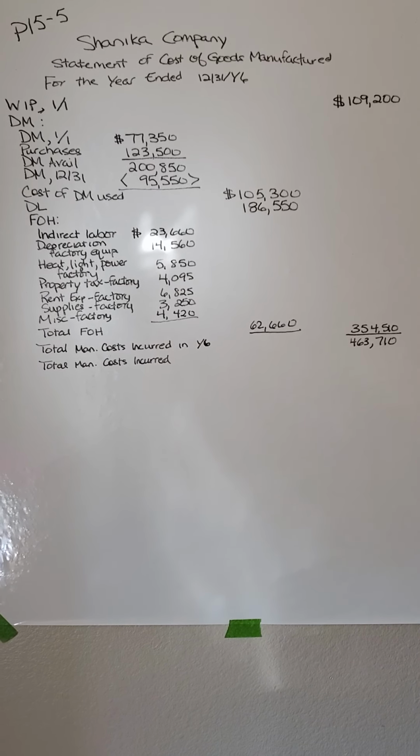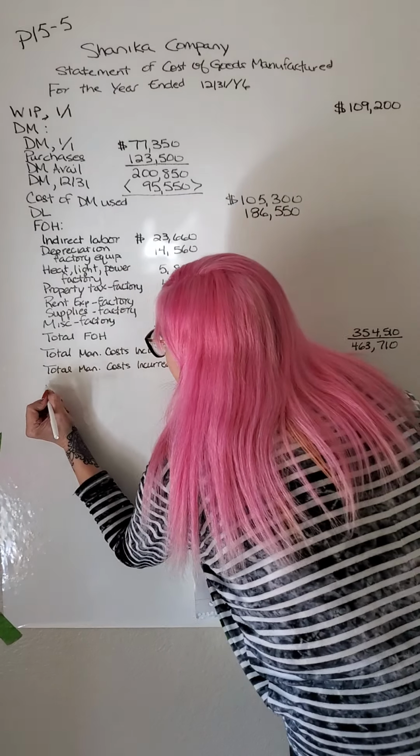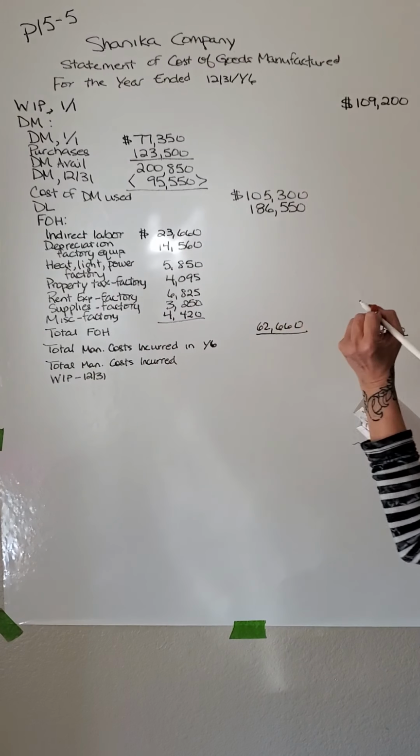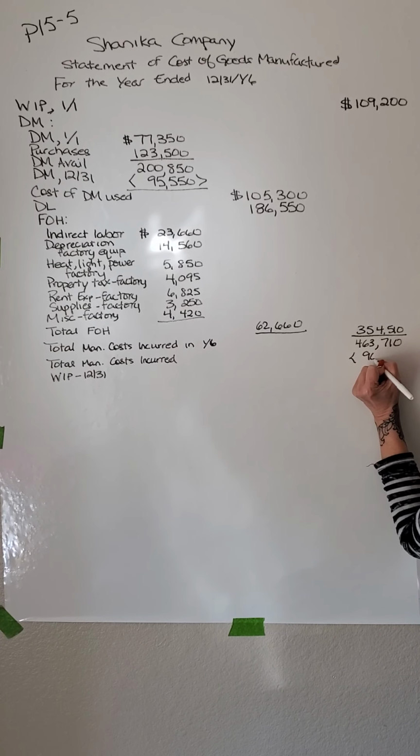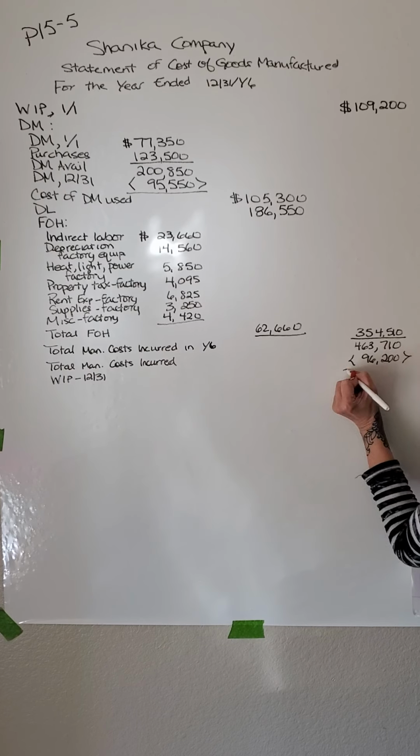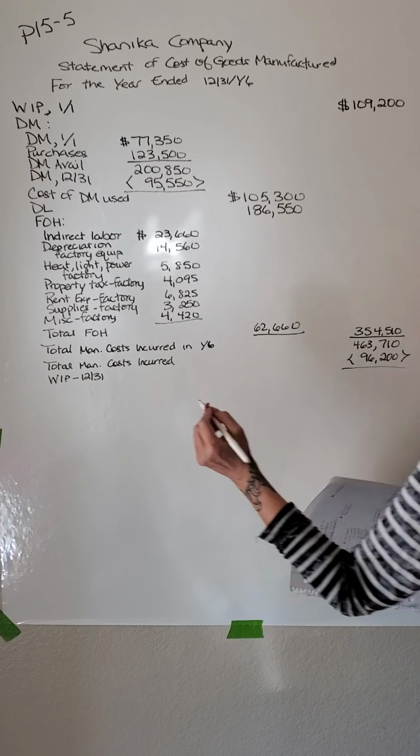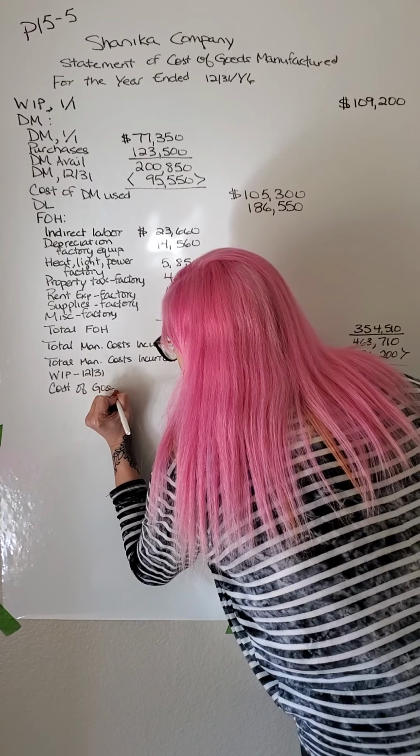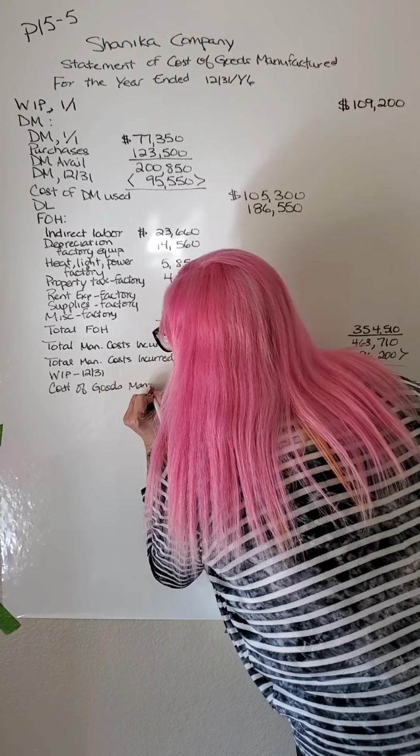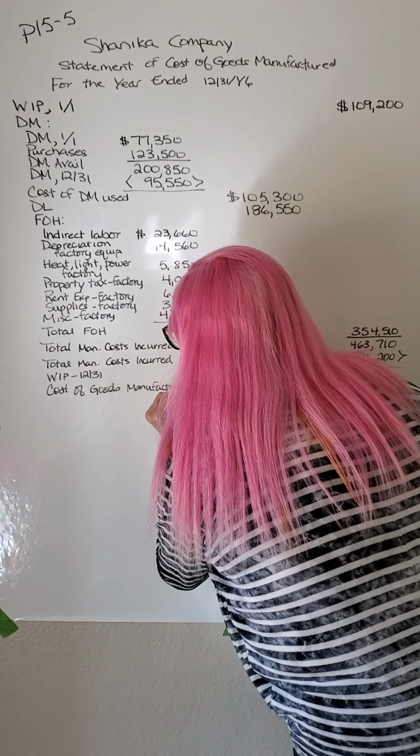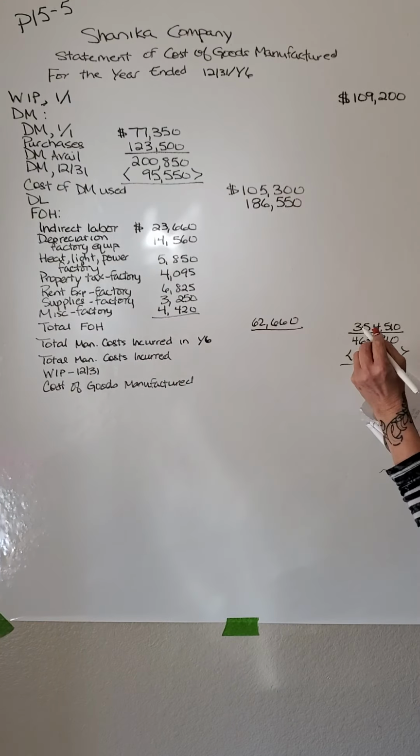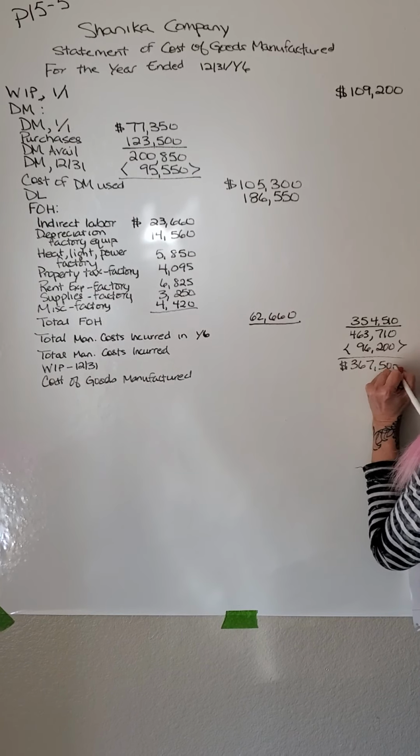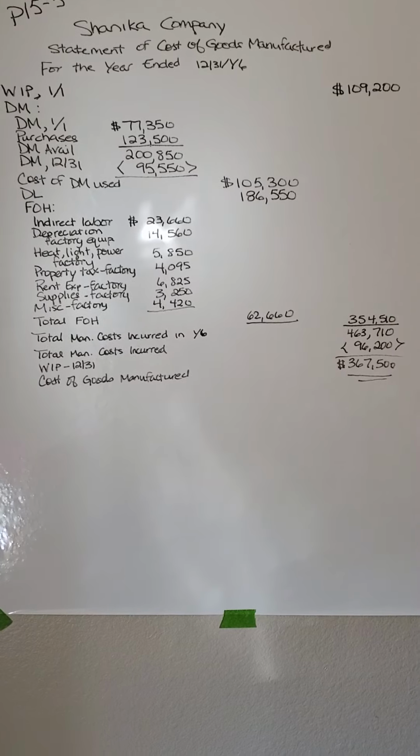Then the last thing we do is we subtract the work in process December 31st. And that amount was $96,200. And that's going to give us our cost of goods manufactured of $367,500.